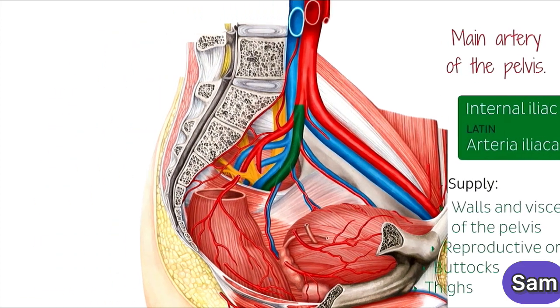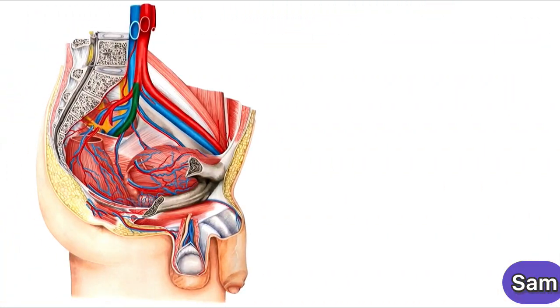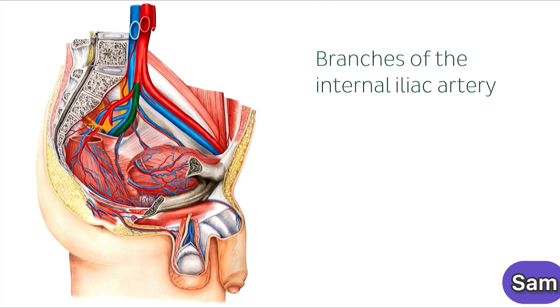Just would like to give a quick word on the branches of the internal iliac artery. The internal iliac artery also bifurcates to give an anterior and posterior main branch. And many of the branches of the internal iliac artery are the same as those found in the female pelvis, with the exception of the branches that supply the reproductive organs.